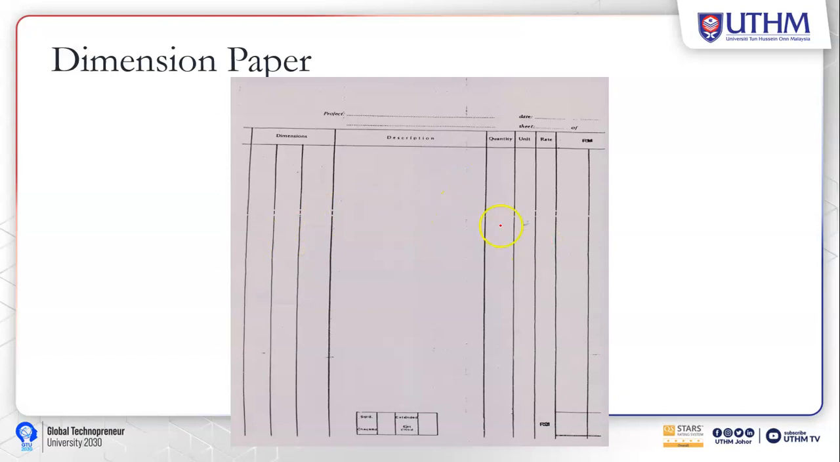These are typical examples of dimension paper. The usage of dimension paper is to give descriptions, do all the necessary calculations here, the dimensions, get the quantity for each item, indicate the units, put the price rate, and after that we can get the amount for each item and element. These are important for QS work or the estimator.